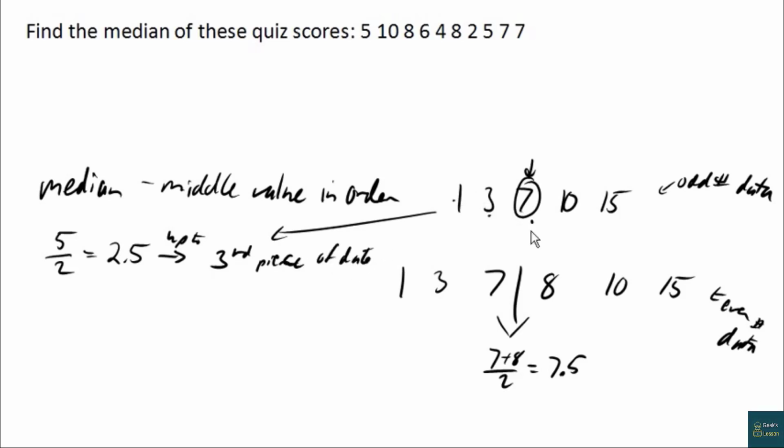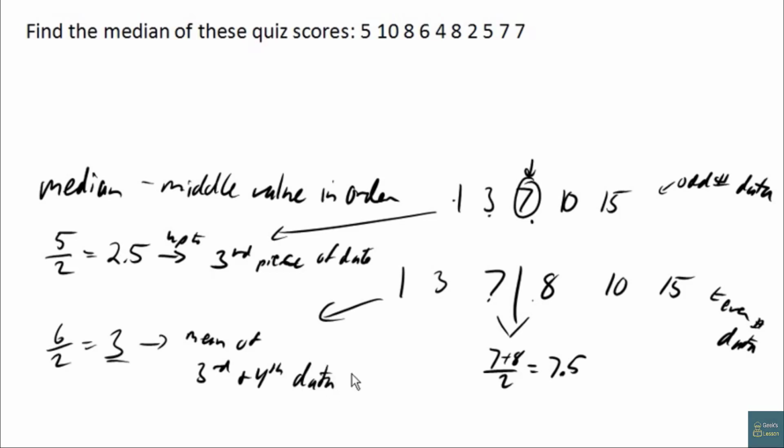In this case, 6 divided by 2 is 3. And so this already is a whole number. When that happens, we find the mean of, in this case, the third and fourth. So we start at the third value, and we find the mean of the third and fourth pieces of data.